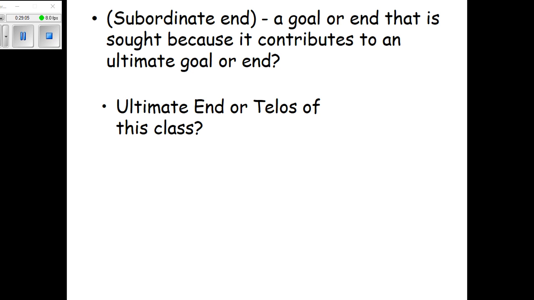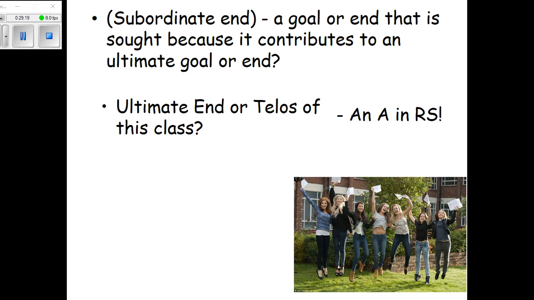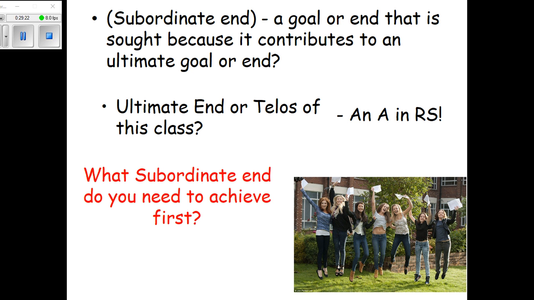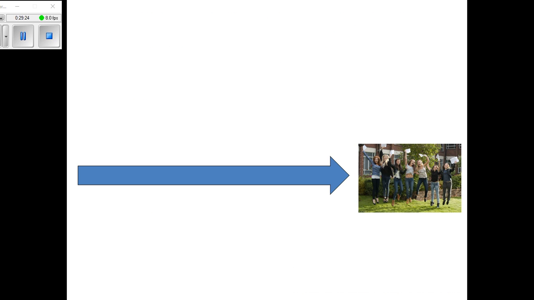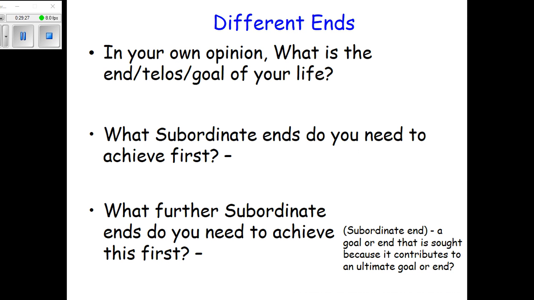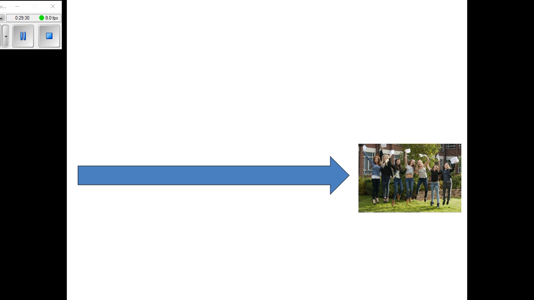So what's the ultimate end or telos of this class? You might want to pause the video and think about that to yourself. Okay, well the answer to that should be get an A. So what subordinate end do you need to achieve first? Well, you need to, first of all, get on the bus. Secondly, attend class. Third, sleep well. Fourth, have a good dinner. Work hard. There's loads of different things that are ends because they allow you to move from potential to actual.